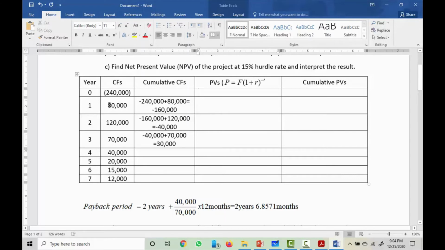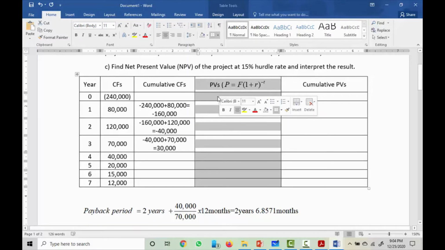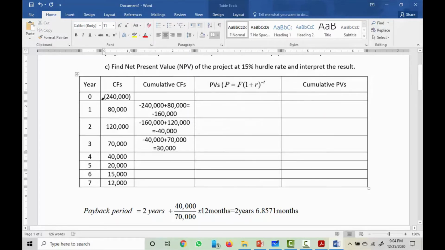So to calculate the present values of all these cash flows, we can use this formula, right? These are all single cash flows. To calculate the present values of all these future cash flows, we can use this formula. First of all, this cash flow is already in the present, so it will stay as it is.